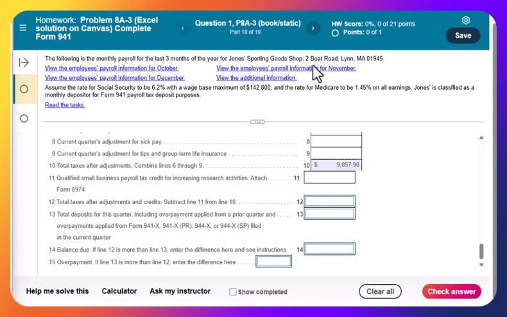So line 11, qualified small business payroll tax credit for increasing research activities. That is an advanced topic for the tax class, so we're going to leave that blank. They give us no information about that in this problem. So line 12, we're going to move on here. And since that just says total taxes after adjustments and credits, subtract 11 from 10, we're subtracting 0 from this total number here of 9,857.90. So easy math there.